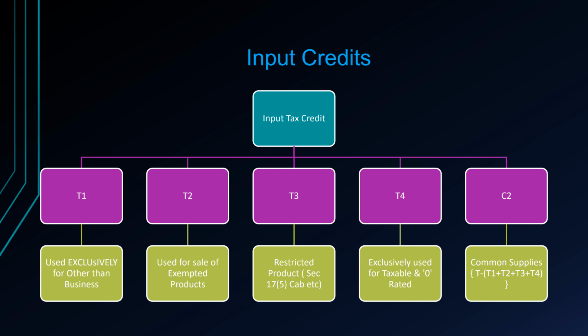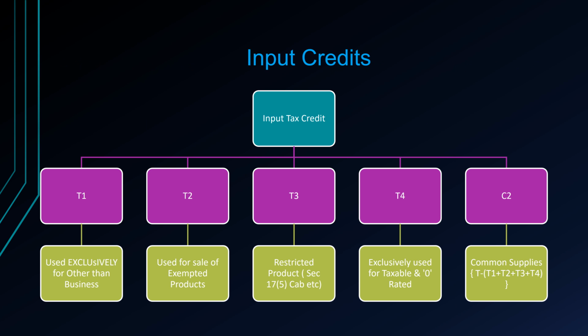If the credits are used for exempted products, not eligible. If the credits pertain to a restricted category which is mentioned in 17(5), like cab or catering services, even they are not eligible. So what is eligible is what is exclusively used for taxable or zero rated supply. If there is a common supply attributing to all, that is categorized as C2. So the credit which is eligible for you and credited to the electronic credit ledger is T4 and C2.